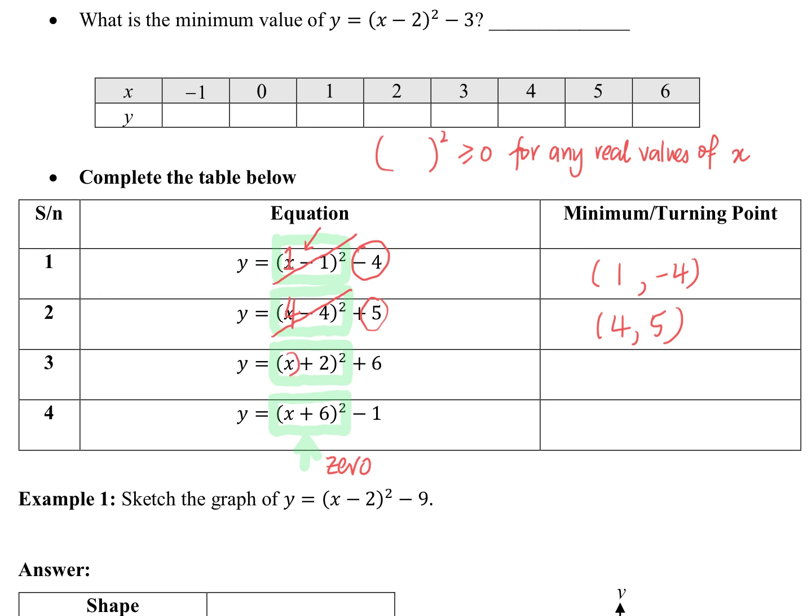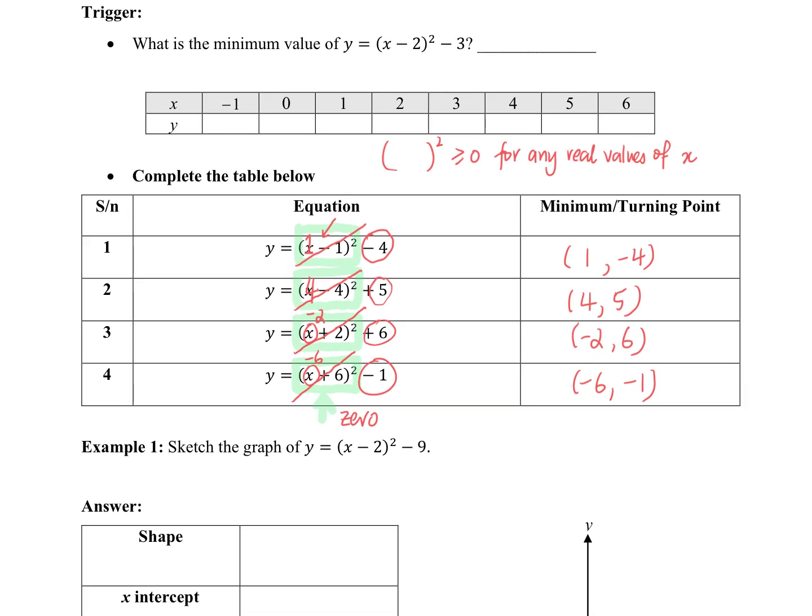So this one, in order to make this 0, this has to be minus 2. And when this whole thing zeroes out, my y will become 6. So this one has to be minus 6. This whole thing zeroes out, and then my y has to be minus 1. So this is the minimum value I can have if my completed square form is these 4 different equations.